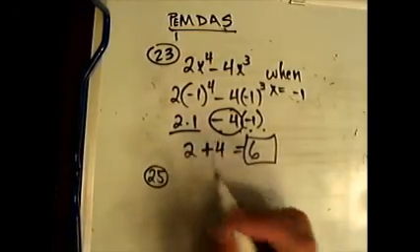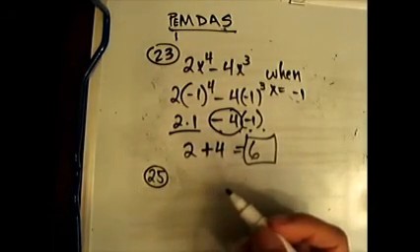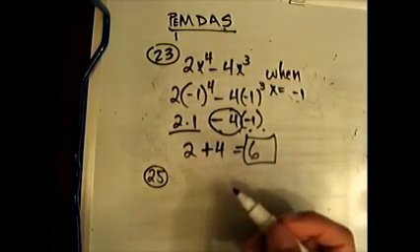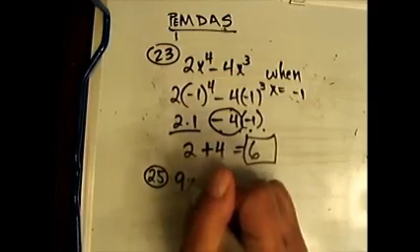Now let's go to number 25. Remember, you do number 24. So make sure you skip a space and put room for 24 there. Number 25. It says, simplify the expression. Not hard at all.